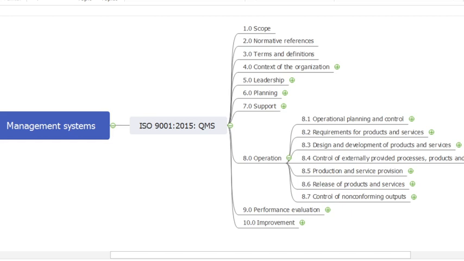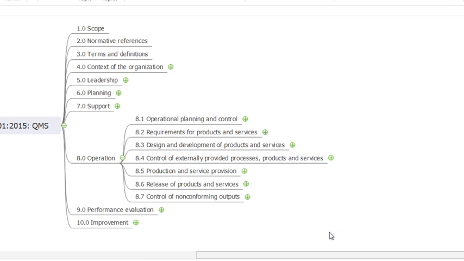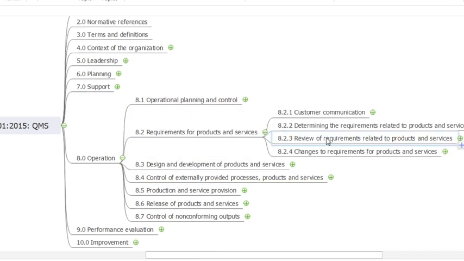Quality management system, ISO 9001:2015 standard. Now we are talking about clause number 8.2. 8.2.1 customer communication. 8.2.2 determining the requirements related to product and services. 8.2.3 review of the requirements related to product and services. 8.2.4 changes to requirements for product and services.